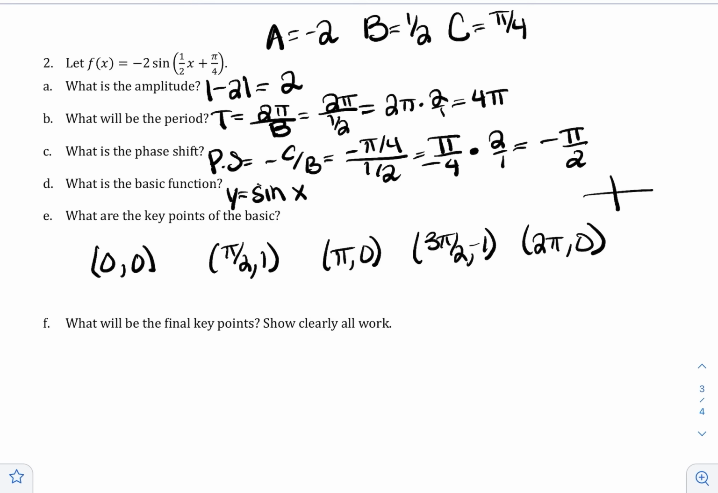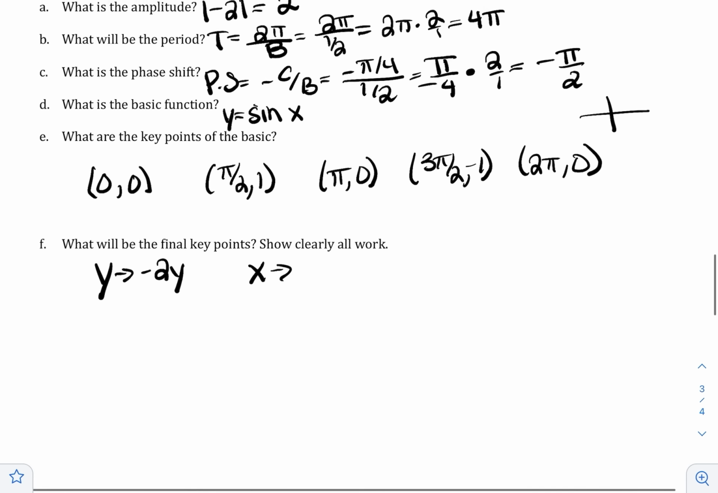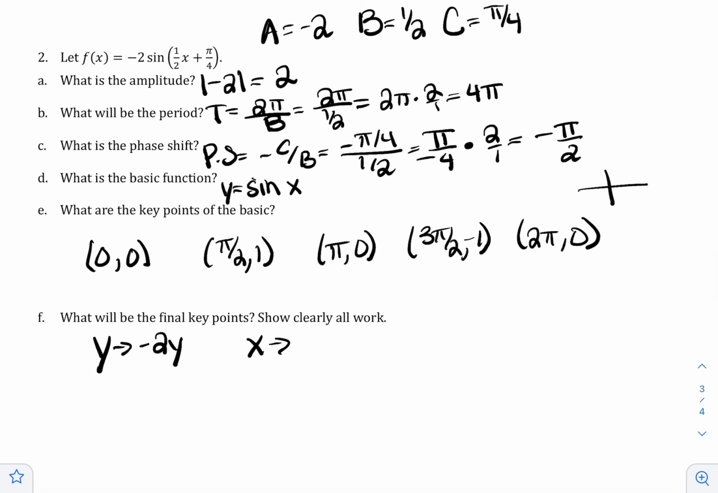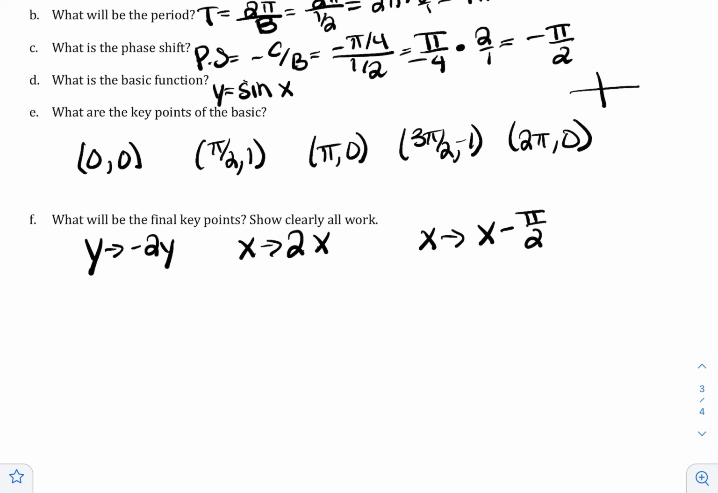So now I'm going to do my final key points. First I'm going to apply A, so it's going to be a negative 2y. Then I'm going to apply B. B is 1/2, so I need to take the reciprocal of 1 over 2, which is 2 over 1. So I'm going to multiply my x's by 2. And then I'm going to apply my phase shift, and my phase shift was a negative pi over 2. So whatever you get for part C is what you apply at the end.